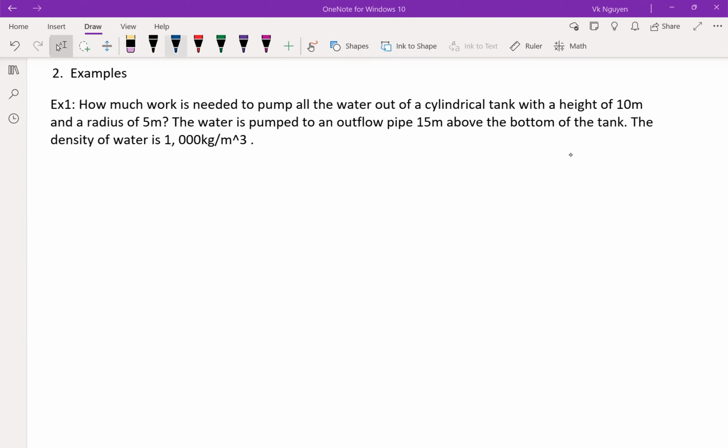Let's sketch out a picture here. This is the cylindrical tank. It has a height of 10 meters, and it has a radius of 5 meters. The outflow pipe goes from the bottom to the top, 15 meters.